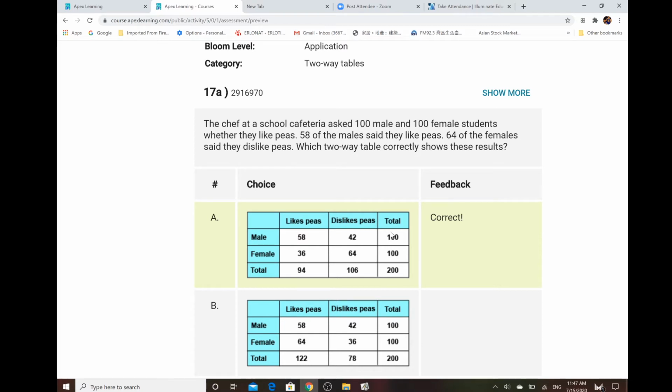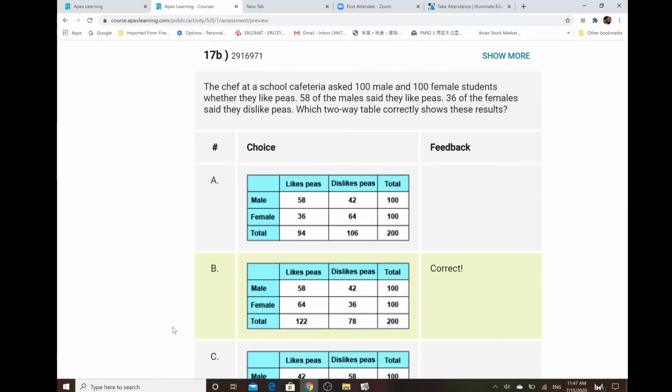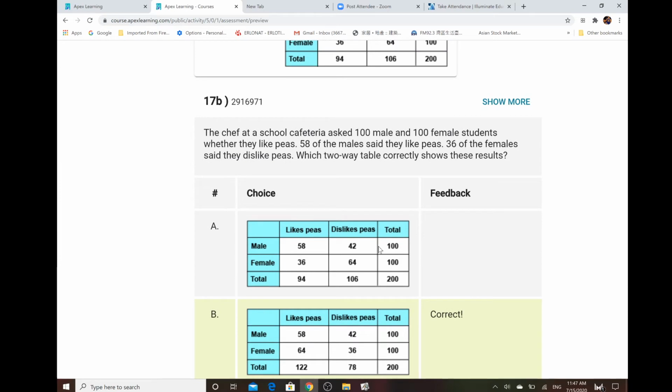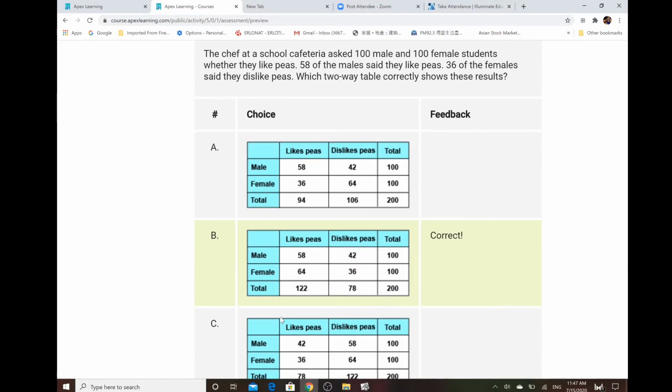So combine all those people together, that would be 200. The same thing happens with 94 plus 106, which is also 200. So it's called a two-way table. The other one is quite similar: you just need to set up two columns, like and dislike, and then total. The rows are male, female, and then the total. So the correct solution here would be B.